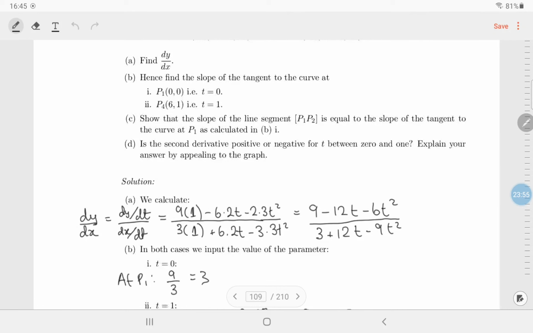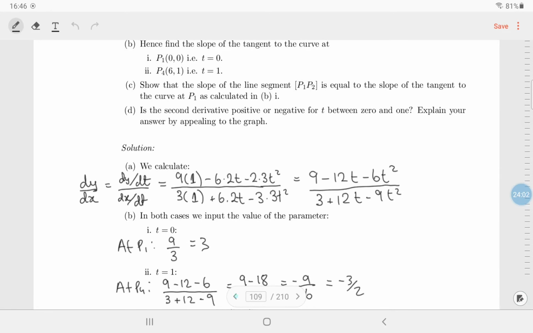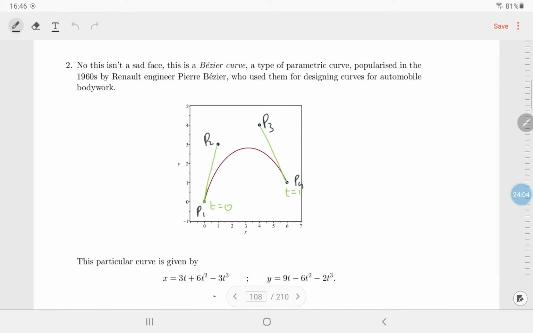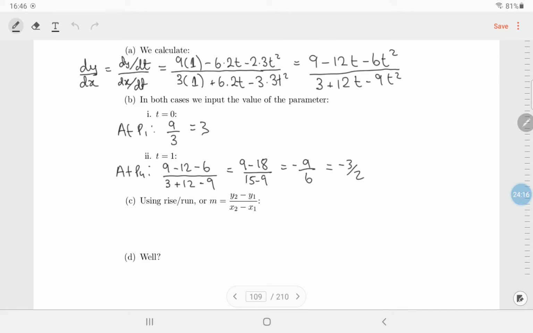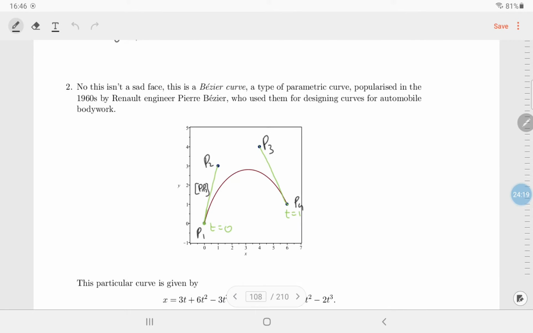So what's question C? Show that the slope of P1P2 is equal to the slope of the tangent. So the slope of the line segment P1 to P2. So that's this one. Just show that the slope of that is the same as the slope of the tangent, which we just calculated to be 3. Now you can use a slope formula, but rise over run is better. So just looking at P1, P2, the slope should be the rise over the run. So it goes in terms of y's from 0 to 3, which is 3.